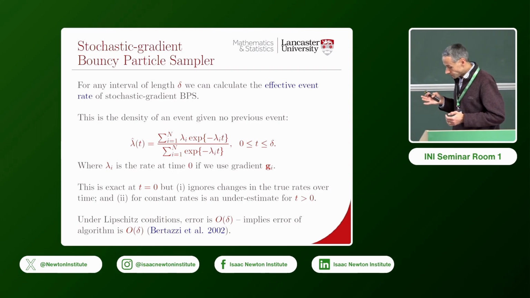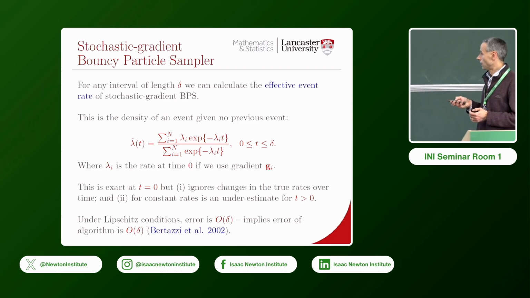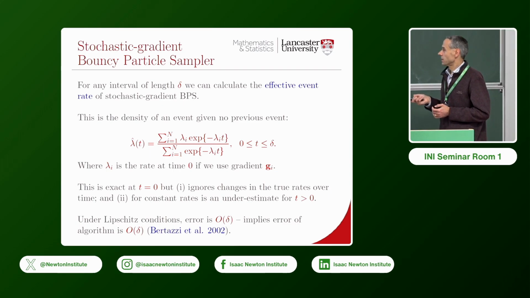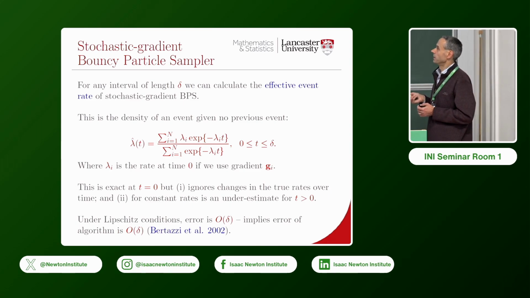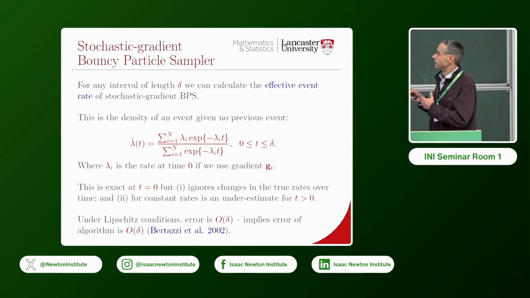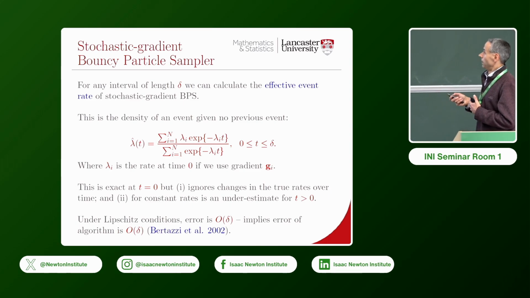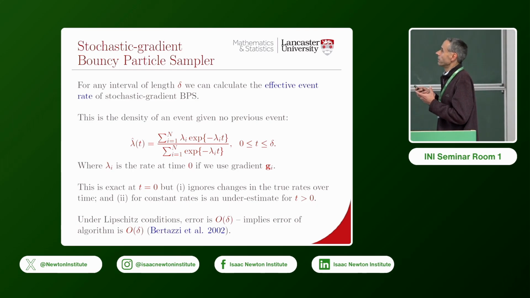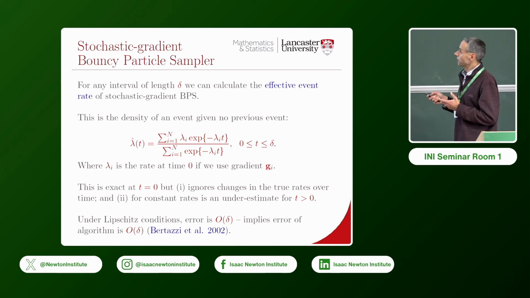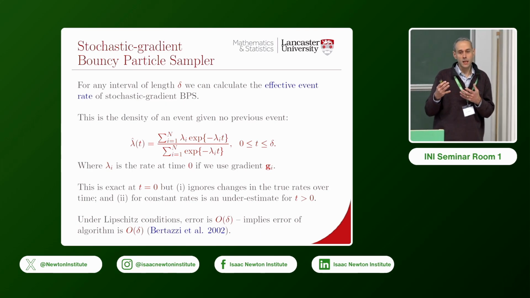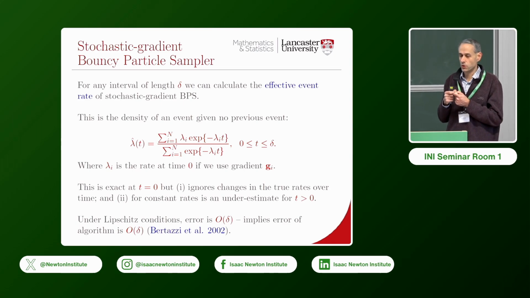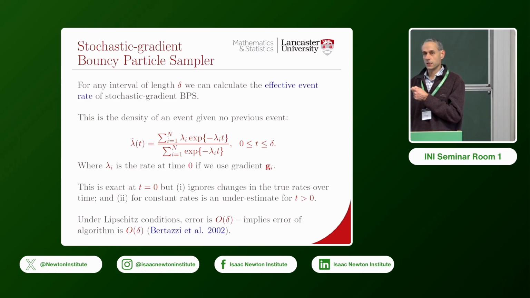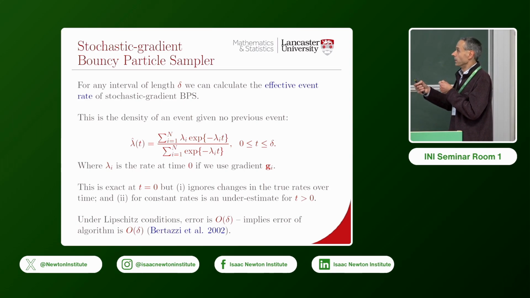And so, I mean, this is discussed a bit in Andrea and Joris's paper, but here's how we think about it. So the approximation error with the approximation that we have in implementing this algorithm is just in terms of the distribution of the time until the next event, and we're sort of simulating that from the wrong distribution.